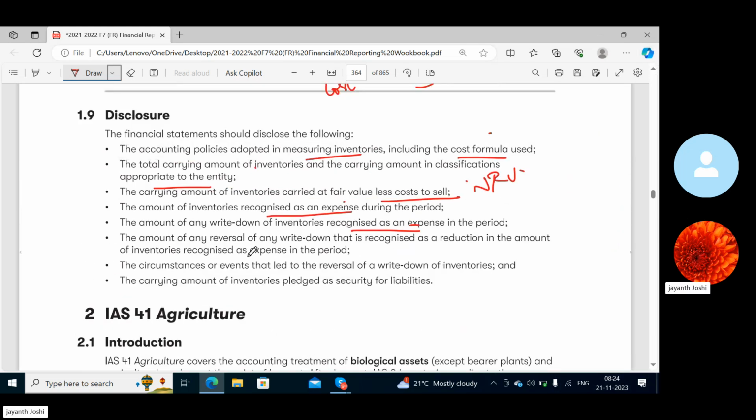And any kind of inventory loss should be recognized. Any reversal of a write down, that means the inventory value has gone down and again it has come up, that is also recognized. Are you understanding? Yes, sir. Reversals you have already studied in tangible assets, right? And the circumstances of that reversal, and also some inventory is often used as security deposits or pledged for taking loans. So what kind of liability has been created because of that inventory, we have to show.